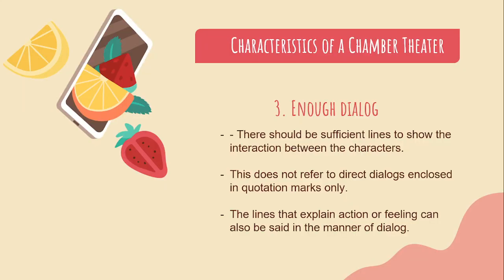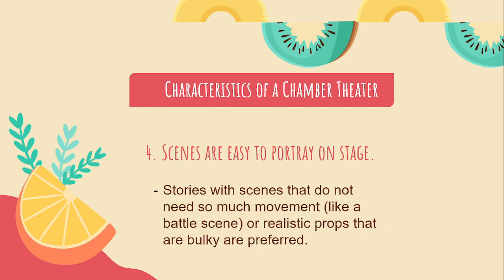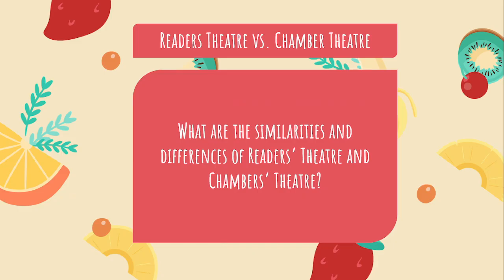Three, enough dialogue. There should be sufficient lines to show the interaction between the characters. This does not refer to direct dialogues enclosed in quotation marks only. The lines that explain action or feeling can also be said in the manner of dialogue. Number four, scenes are easy to portray on stage. Stories with scenes that do not need so much movement, like a battle scene, or realistic props that are bulky are preferred.